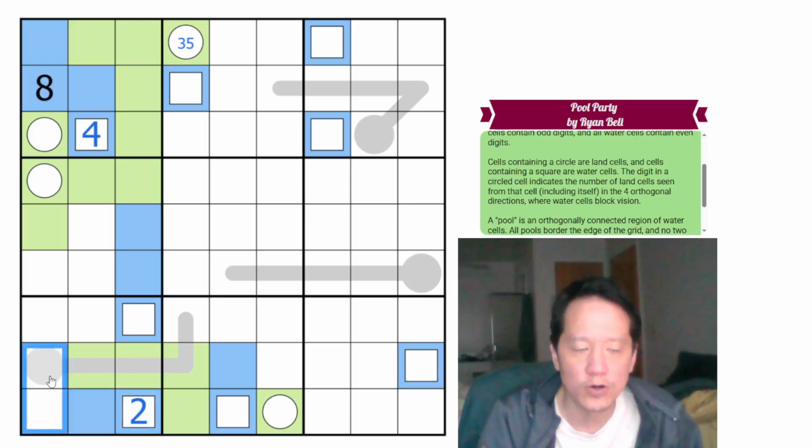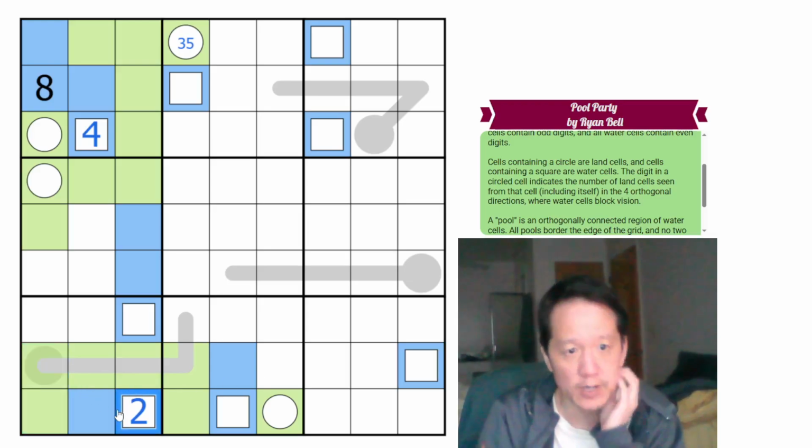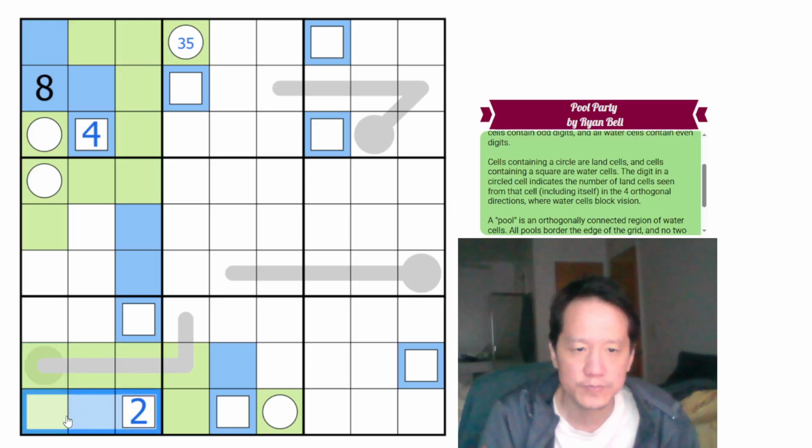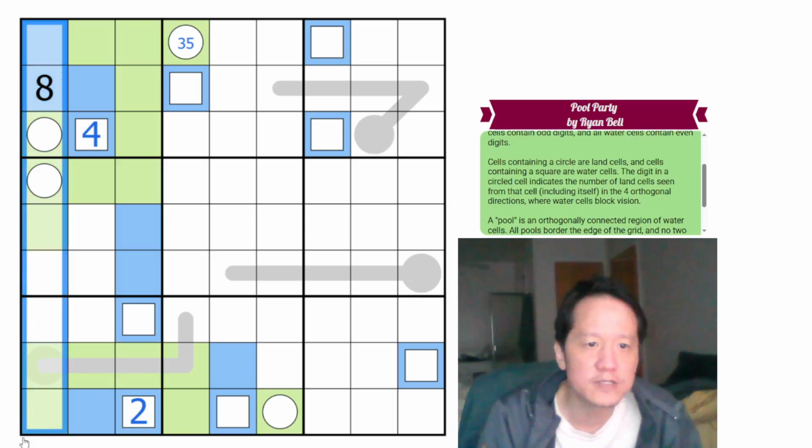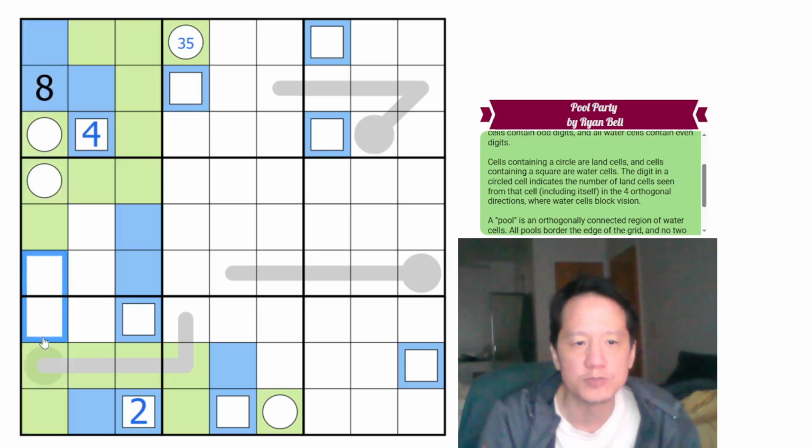And therefore, it cannot touch another blue cell. So these are green, right? Because pools cannot touch each other. So these both must be green. We have 5 green cells in column 1 now, which means we can't have any more green cells. So these are both blue.